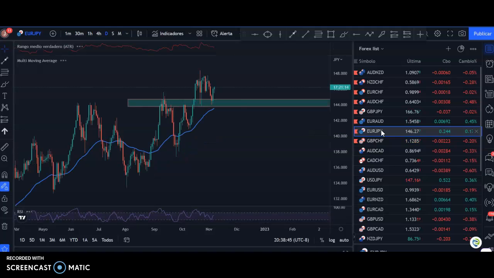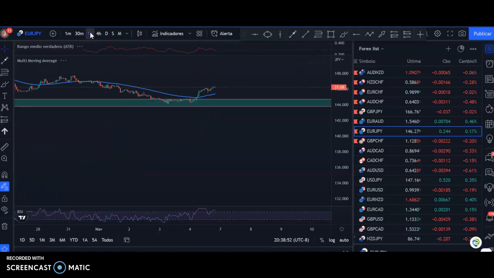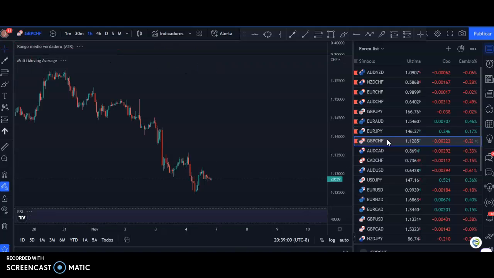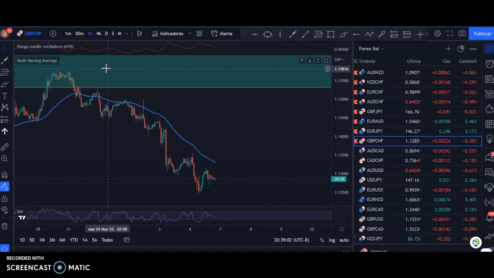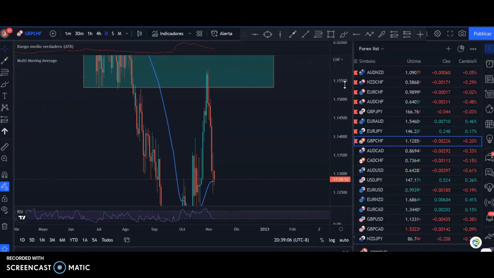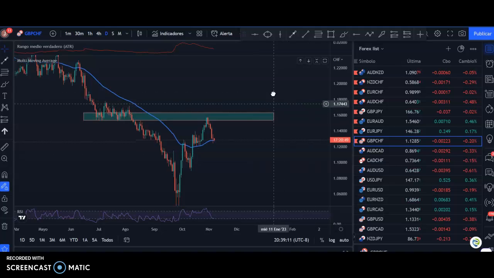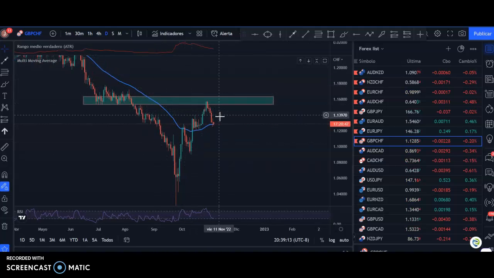Euro JPY, same situation right there. It already started reacting last Thursday and Friday. We had a double bottom right there. You can see it. And it started reacting already. And the last one we're gonna look at is GPCHF. This is the most probable setup that I can see in the market. This one already started going last week, and I had a trade on this one. Okay, and it's exactly the same reasons.